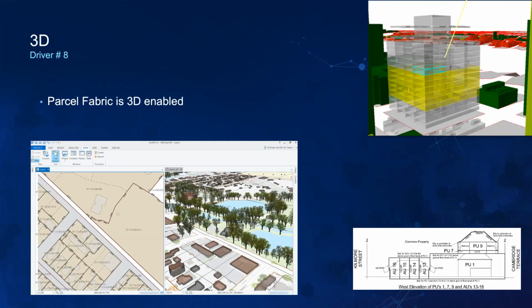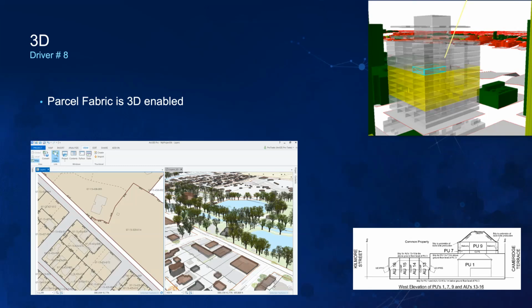Next, we have driver 8, and this is 3D. Simply put, the Parcel Fabric is 3D enabled. So at any point, if you have parcels that have heights or any way to show them in 3D, the fabric can help you visualize that.